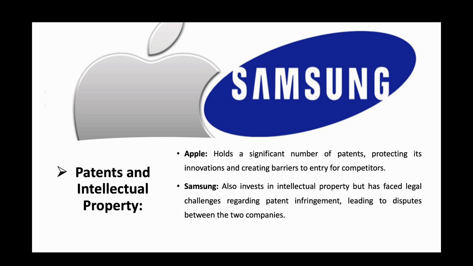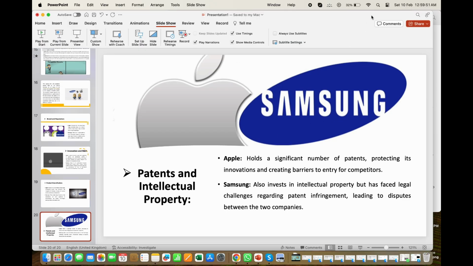Apple holds a significant number of patents, protecting its innovations and creating barriers to entry for competitors. Samsung also invests in intellectual property but has faced legal challenges regarding patent infringement, leading to disputes between the two companies. Understanding the distinctive resources and capabilities of Apple and Samsung through the RBV lens helps shed light on their respective competitive advantages and strategies in the dynamic consumer electronics market.